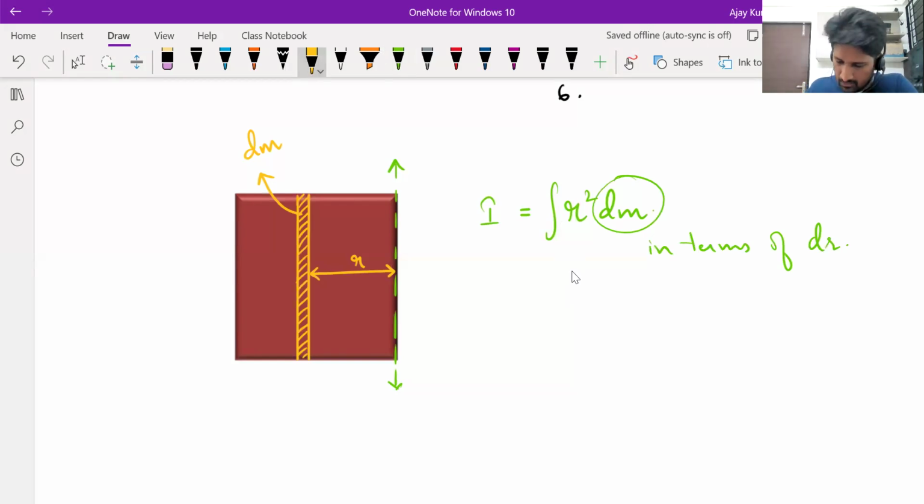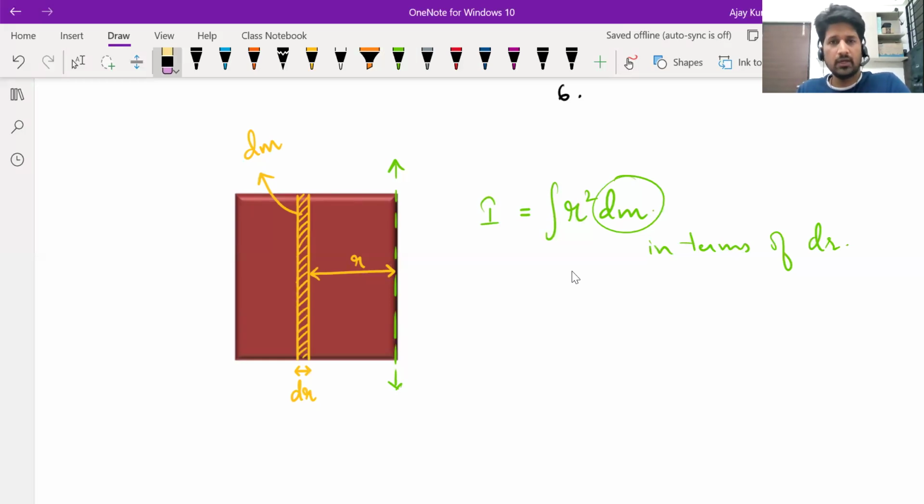What is dr? Visualize. dr is a change in r. We took r as this horizontal distance, then dr can be taken as the width of this element that we took. Okay, we visualized some particles which are lying at that distance r. Those particles occupy a small width dr.